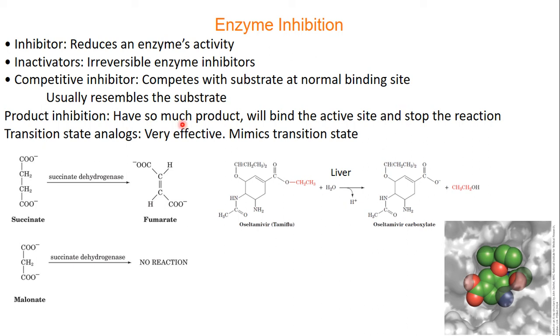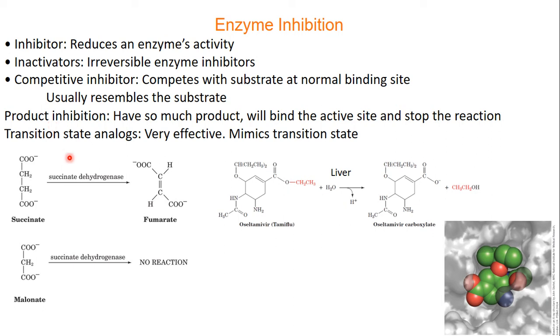Another type of inhibition you can have is product inhibition, where your enzyme makes so much product, the product will bind to the active site and actually stop the reaction. And when we look at metabolism in Biochem 2, we're going to see a lot of this idea where one of your enzymes will make so much product, it will actually stop the whole glycolysis pathway from going forward.